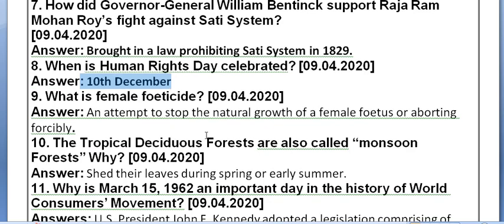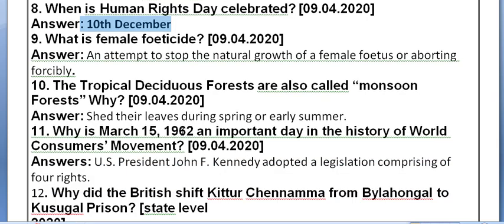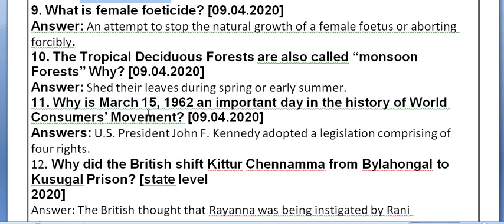What is female foeticide? An attempt to stop the natural growth of a female fetus or abortioning forcibly is called female foeticide. The tropical deciduous forests are also called monsoon forests. Why? The answer: they shed their leaves during spring or early summer. So once again the question repeated, why is March 15th 1962 an important day in the history of the world consumers movement?